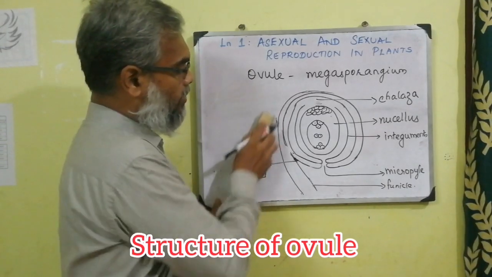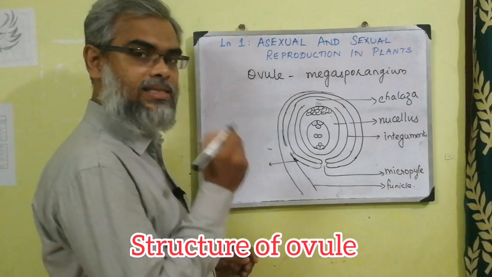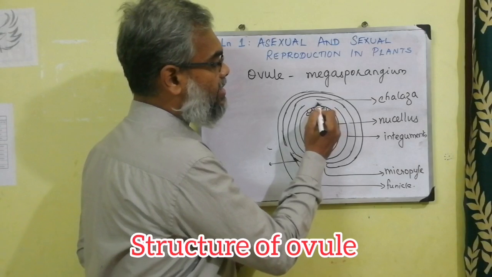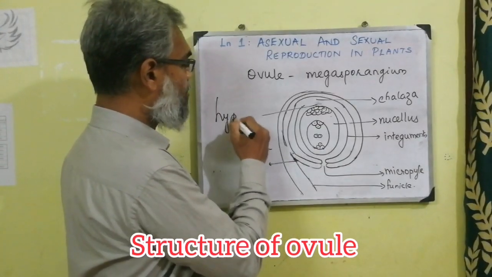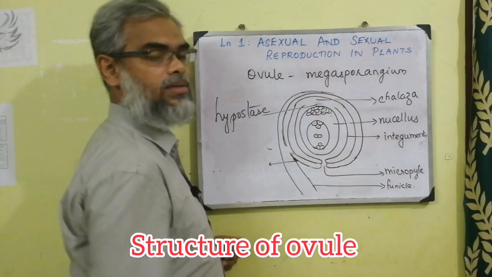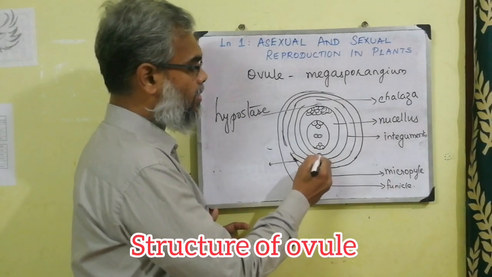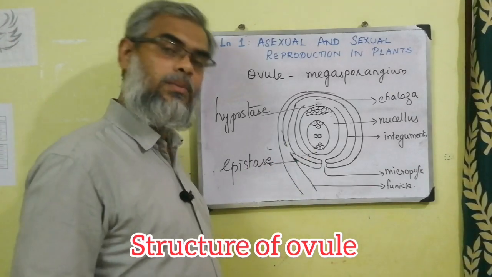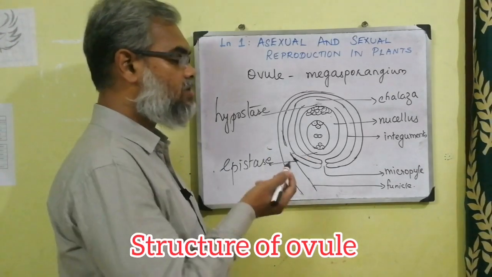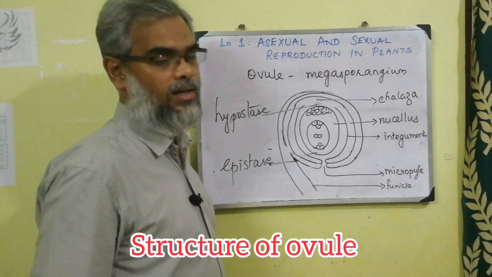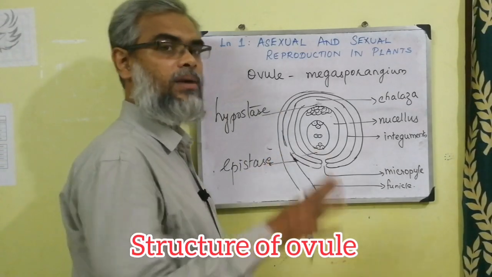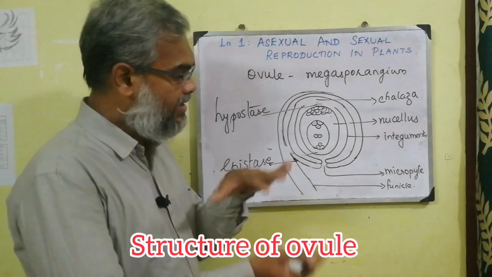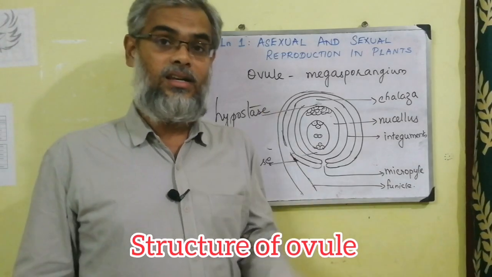Then finally in ovule we should know the cells present near the chalaza. The cells present near this chalaza are called hypostase. And cells near the micropyle are called epistase. So hypostase, epistase. 2 types of cells are found in ovule. So my dear students, this is the basic structure of L.S. of ovule, and based on the type, how the funicle and everything are, there are different types.